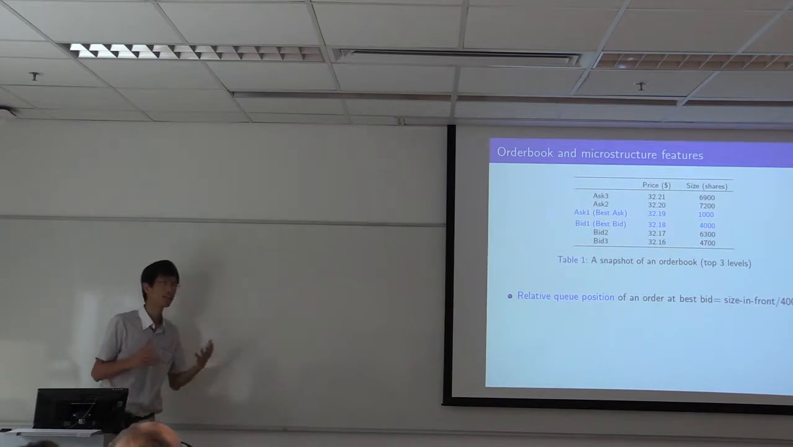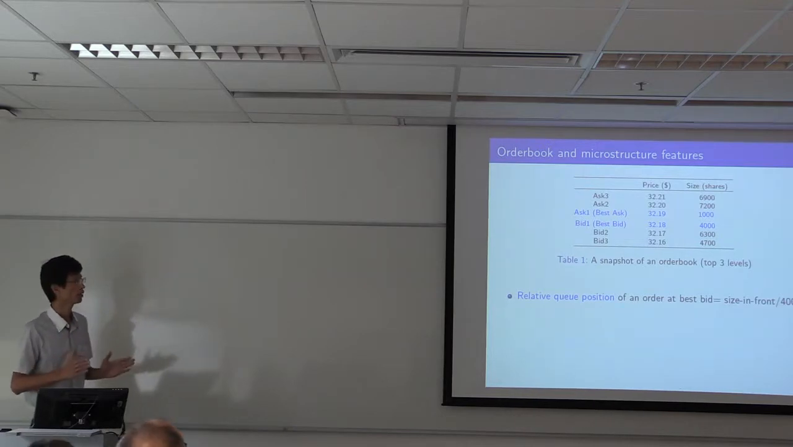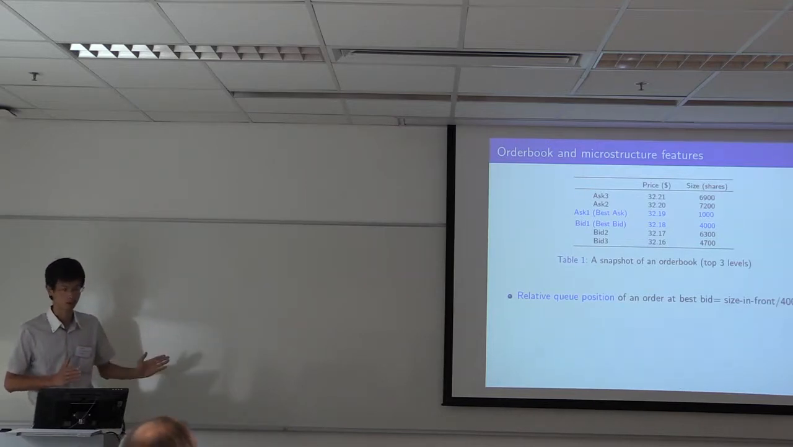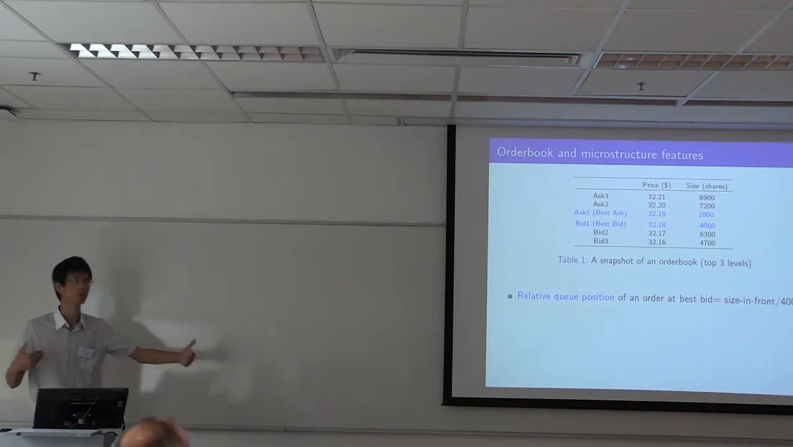Regardless of what type of performance measure we want to look at, one important thing is the relative queue position of your order. This measures how many orders are in front of you compared with the total size of the queue at the best bid.